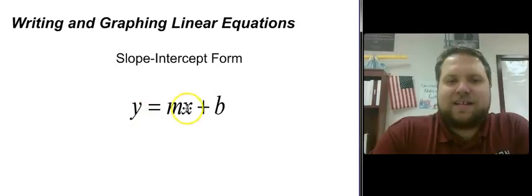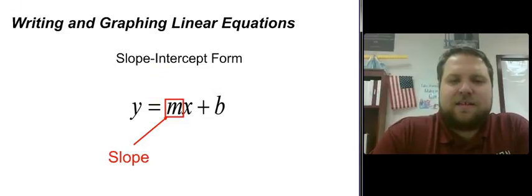The y and the x are just going to be y and x always. But the m and the b will be numbers, and those numbers have particular meaning. So let's start with the m. The m represents the slope of the linear function. So if I have a linear function and I know its slope, I can just replace that m with that number for the slope, and there I have my equation.